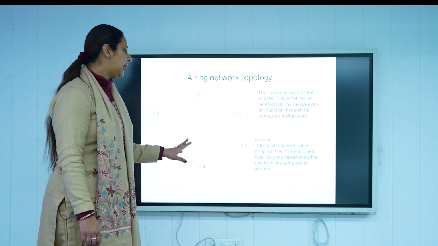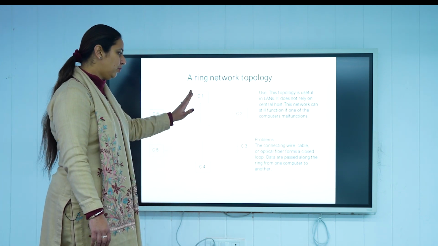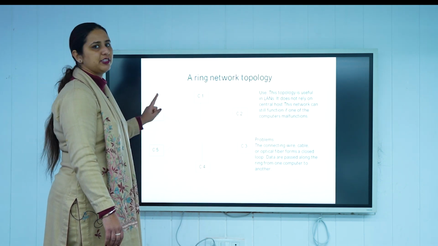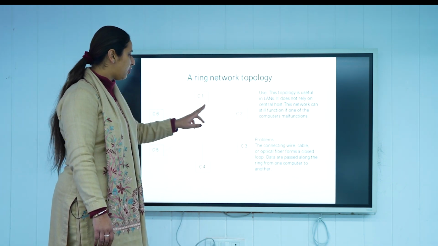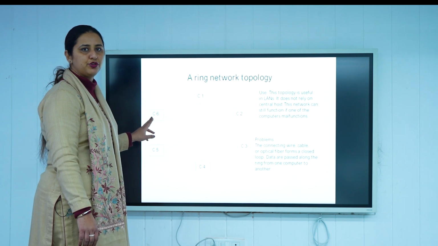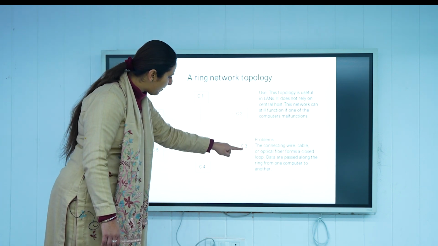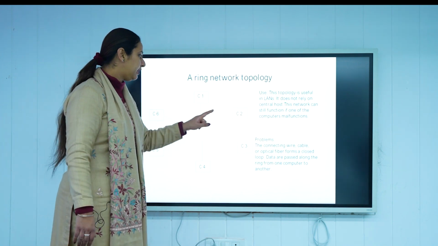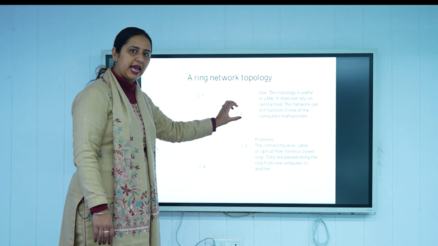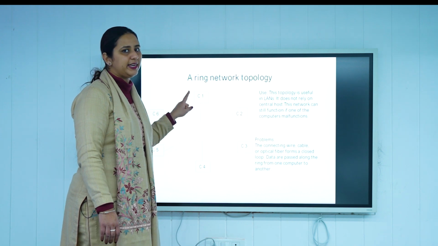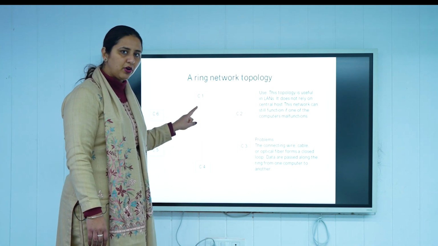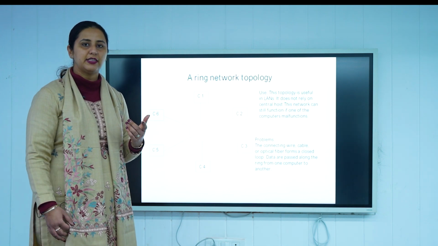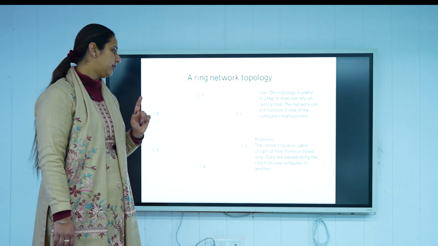The problem could be that as it is forming a closed loop, data has to be sent through a subsequent station. Each station cannot directly send the information to the other station. It has to be passed through a subsequent process, right? A particular station can pass the information only to its adjacent station. It cannot directly pass the information to any other station in the network. So that is one of the disadvantages in ring topology.